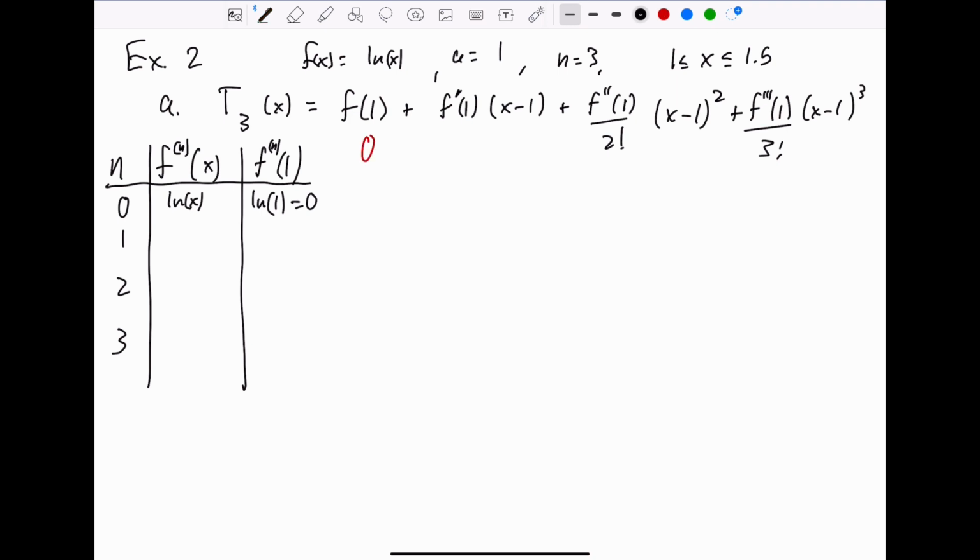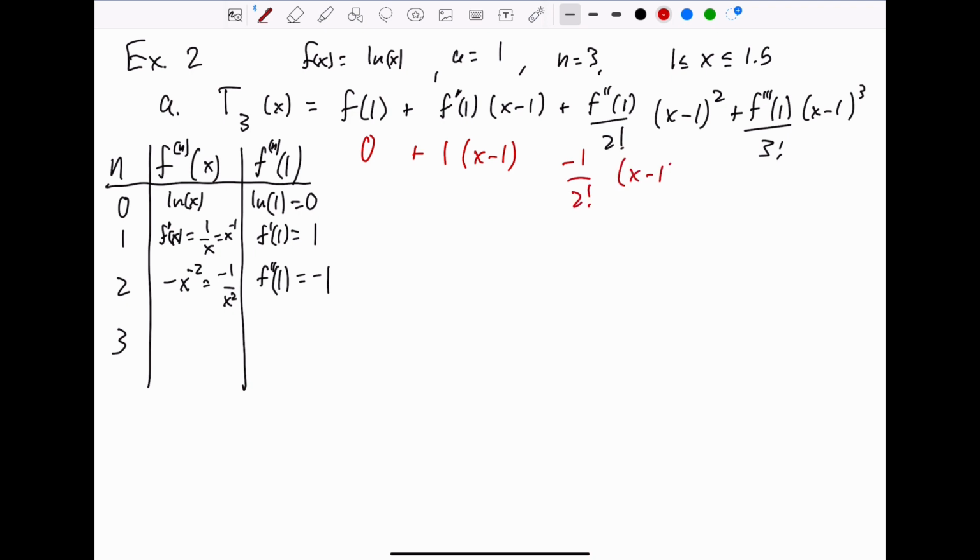Now we find the first derivative. First derivative is the derivative of natural log of x, which is 1 over x. We're plugging in x equals 1, so f prime of 1 is 1 over 1, 1. So our second term here is 1 times x minus 1. For the second derivative, we want to think of 1 over x as x to the negative 1. So the derivative, using the power rule, is negative x to the negative 2, which is the same as negative 1 over x squared. Plug in 1, and we have a second derivative of negative 1 divided by 1, which is negative 1. So we have negative 1 divided by 2 factorial times x minus 1 squared.